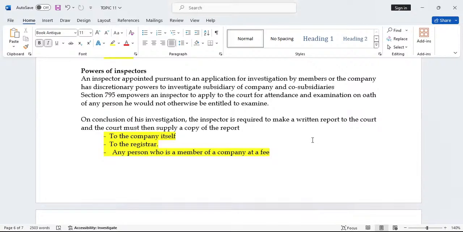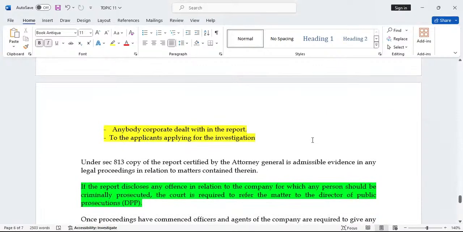But of course, there are other parties who are called upon to be present when this report is issued by the inspector. The report will also be given to the company itself, to the registrar of companies, to any person who is a member of a company at a fee, and to any body corporate dealt with in the investigation. When the investigations happen, there will be mention of certain parties. These parties who were mentioned will have a right, for example, to get a copy of the report.